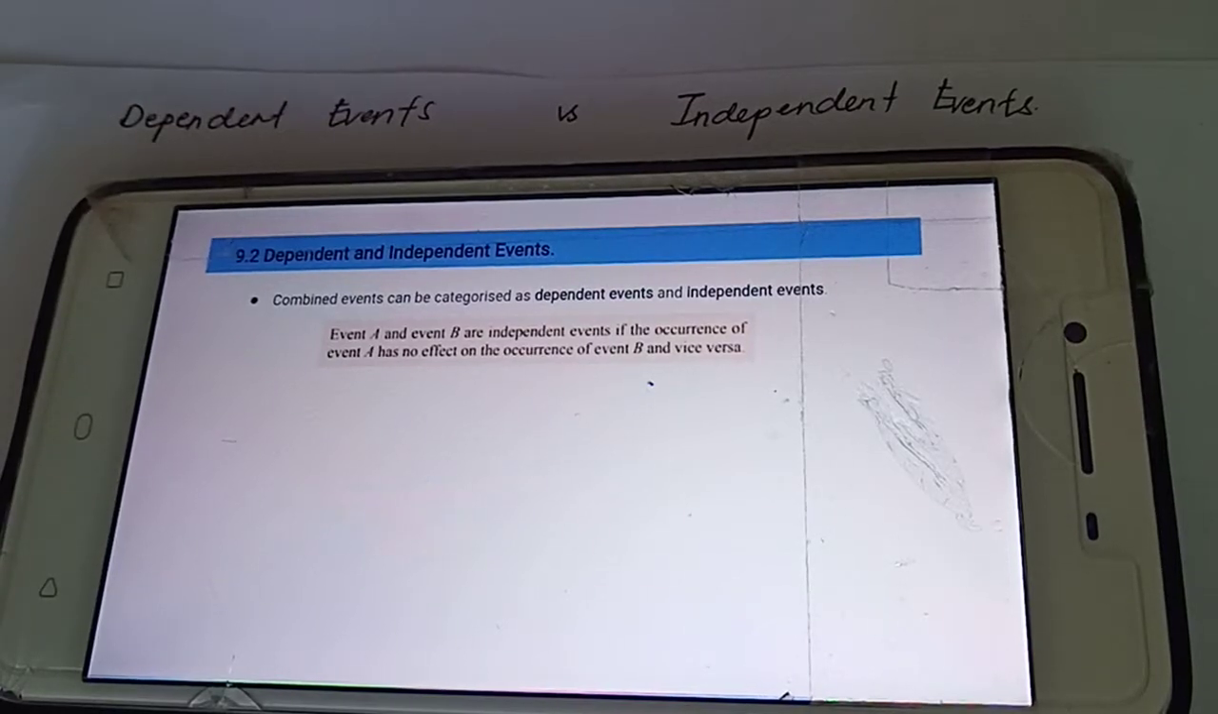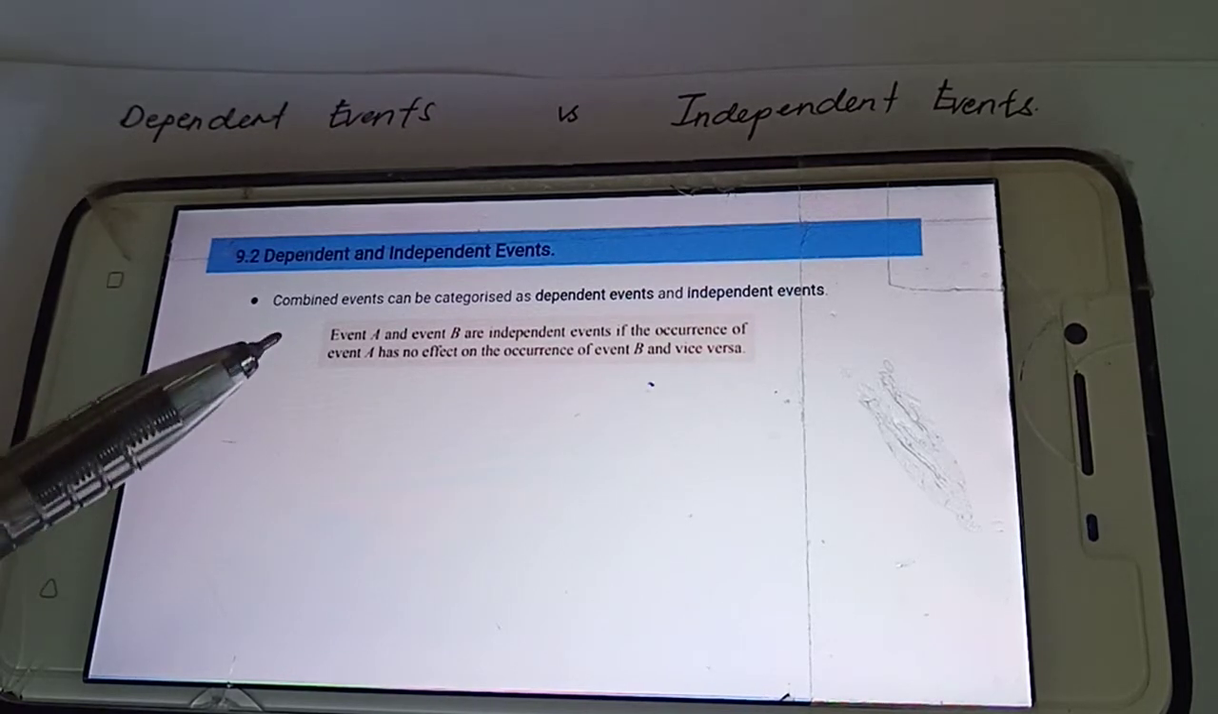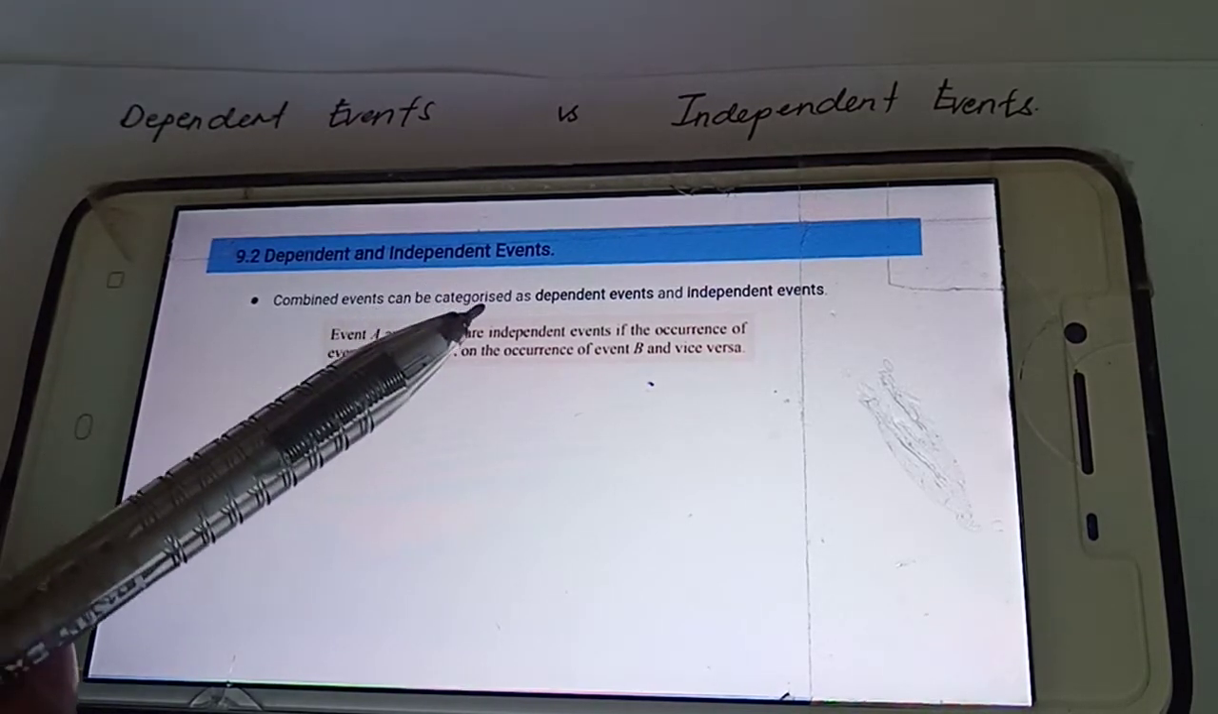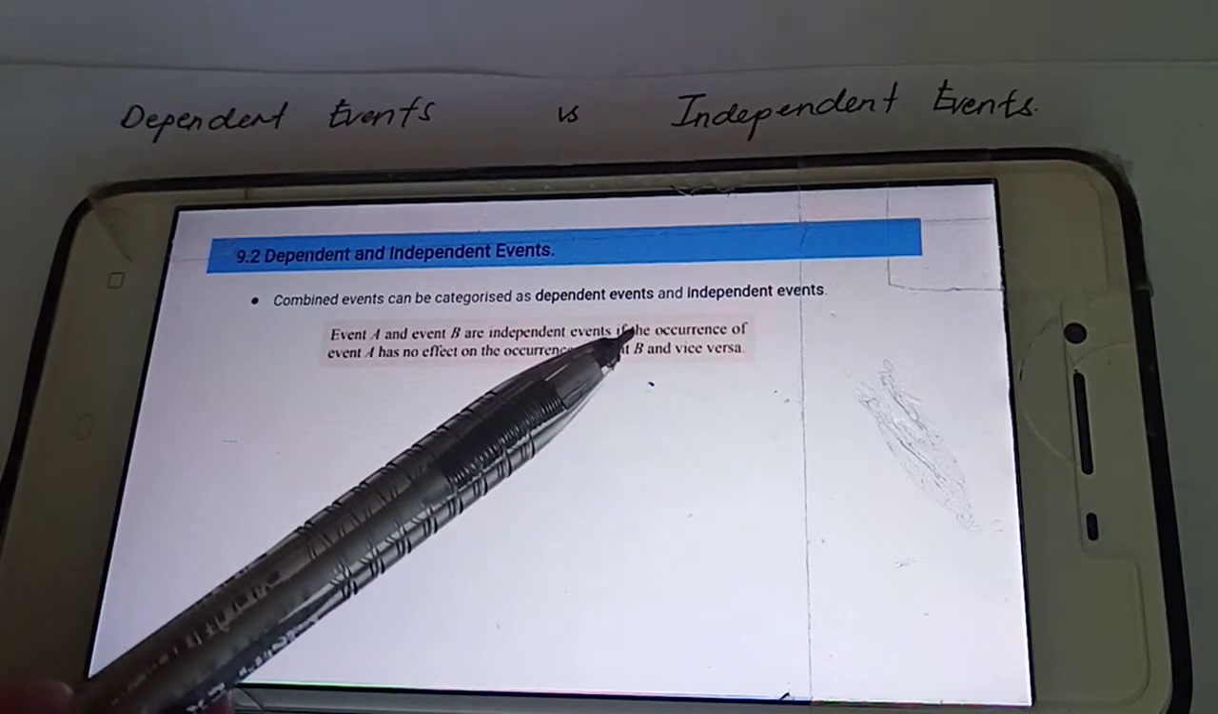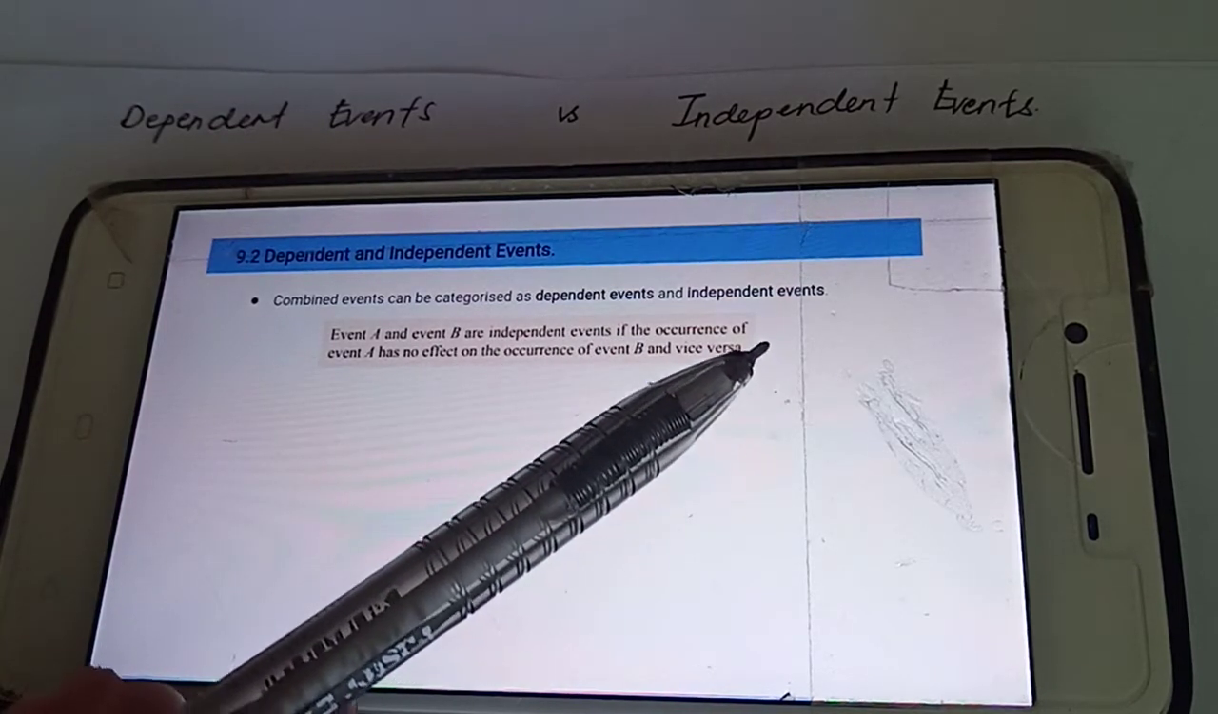Hello everyone. So today we'll be looking at dependent events and independent events. Okay, so combined events can be categorized as dependent events and independent events.